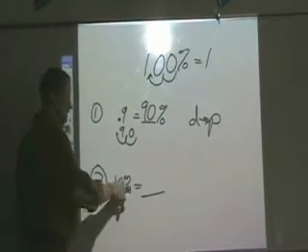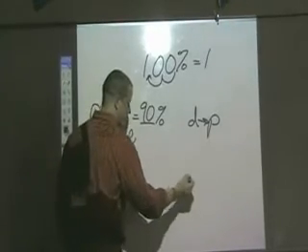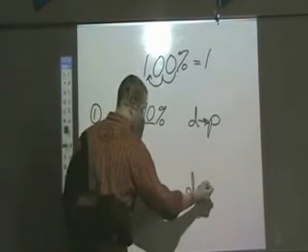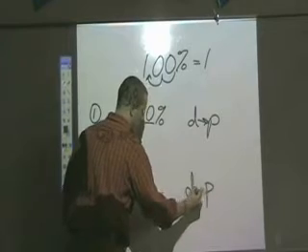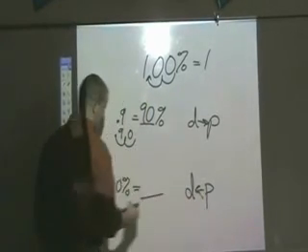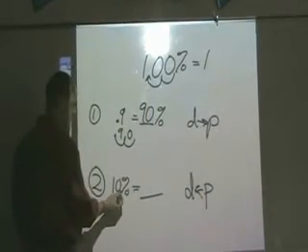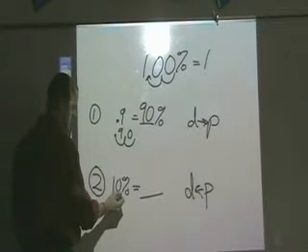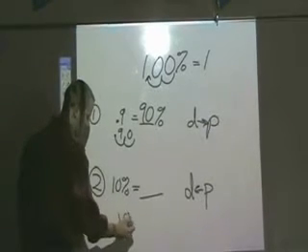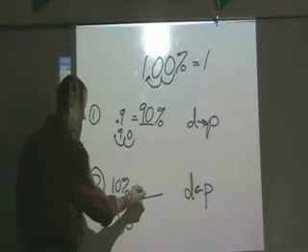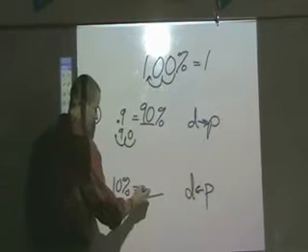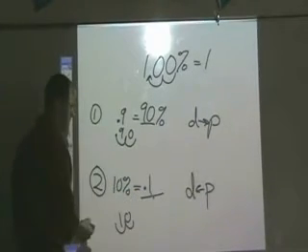If I have 10% and I want to make it into a decimal, so once again I have decimal, percent, I want to make the percent into a decimal. I'm going to move my decimal 2 places to the left. So that's 10, 1, 2. My answer would be 1/10.